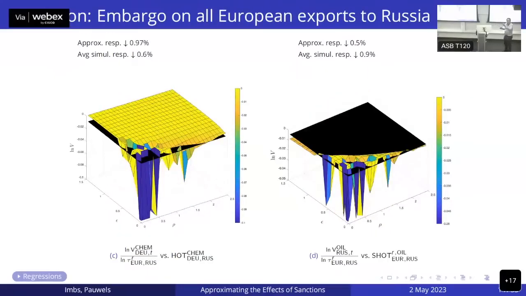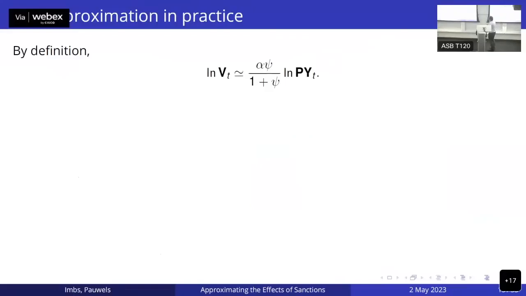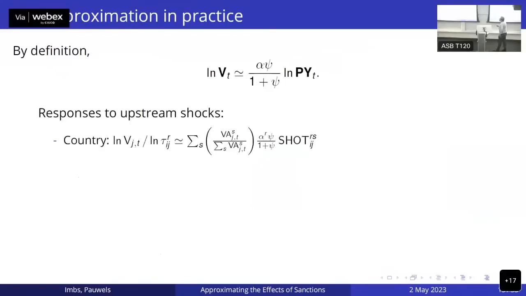Now we reverse. We look at an embargo on European exports. So we're looking again at the two responses, from the EU and from Russia. And again, here the surface is relatively flat, except for very, very low levels of elasticity. So we actually do quite well. In practice, what we want to do is look at what the approximation means in terms of putting embargoes on specific Russian energy or European exports.